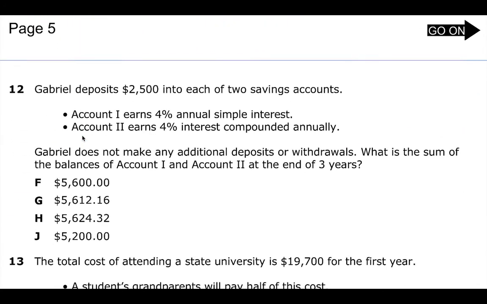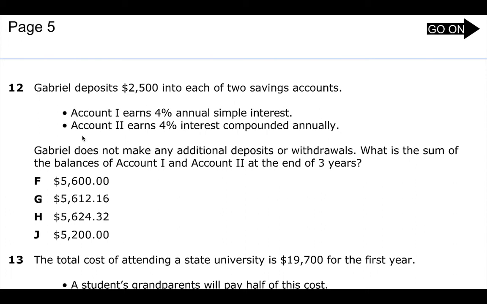Life lessons right there. Gabriel deposits $2,500 into each of his 2 savings accounts. Oh, wait a minute. Before we go on, though, just another life lesson. When you borrow money, they're going to make it sound like the longer you stretch it out, the better the deal is. But it really isn't, as you just saw. No. Because they just want to trick you.